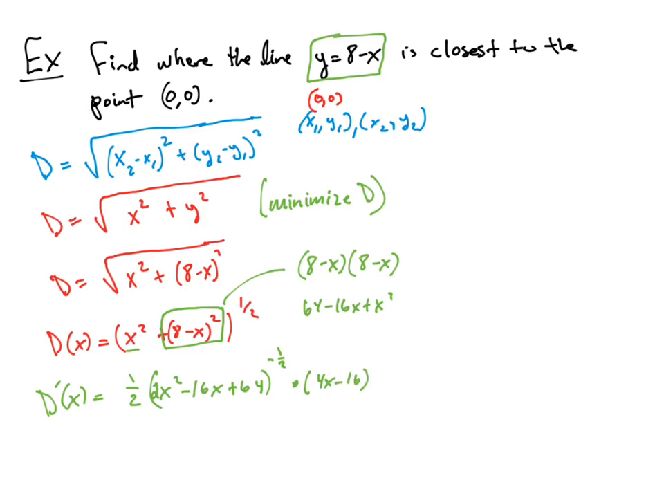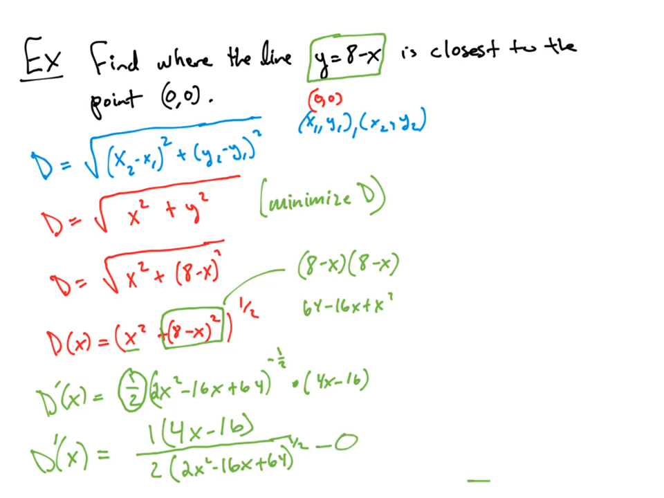So that's the derivative. To find the critical point, I need to set this equal to 0. But before doing so, I'm just going to rewrite this in a little bit of a cleaner way. So in the numerator, I'm going to have 4x minus 16. In the denominator, I'll have, well, this 1/2. I can have a 1 in the numerator and a 2 in the denominator. And then I'm left with 2x squared minus 16x plus 64 raised to the 1/2. And I want to set that equal to 0 to find the critical point.